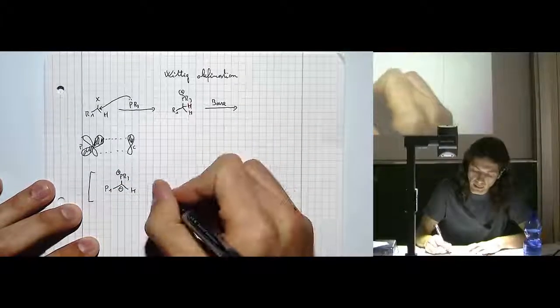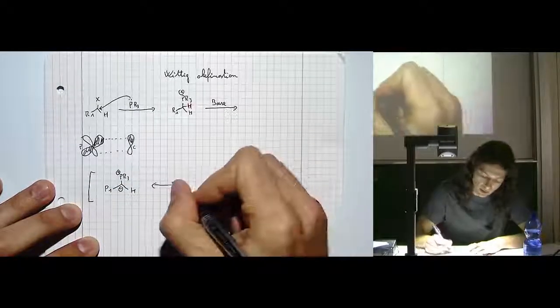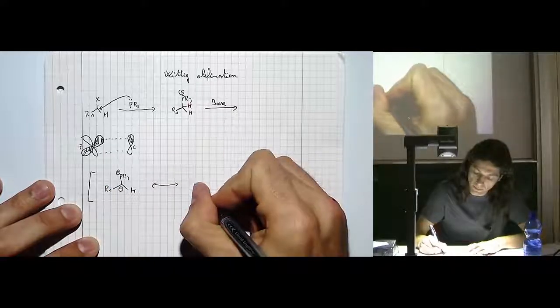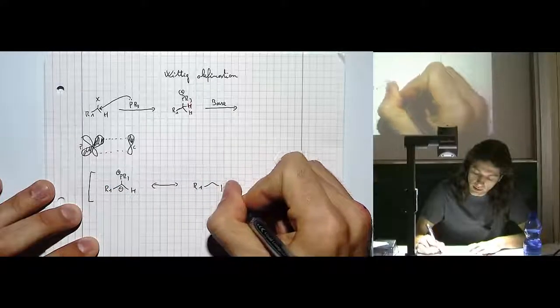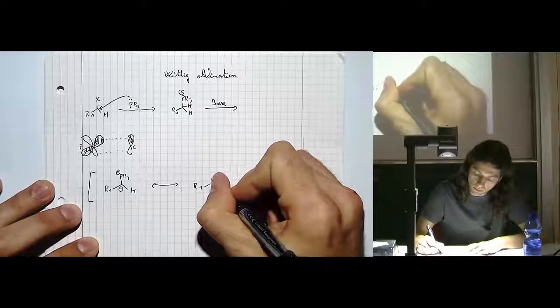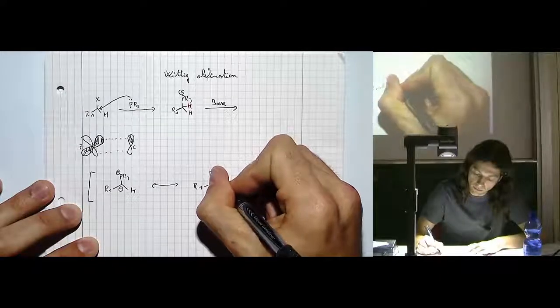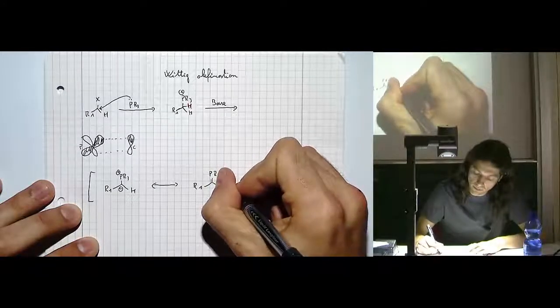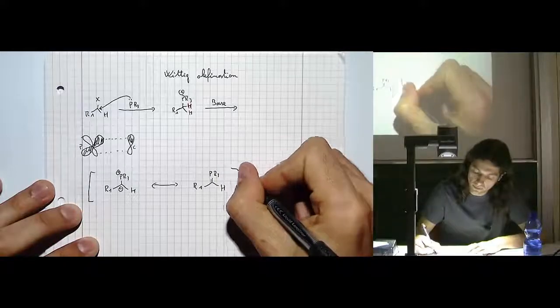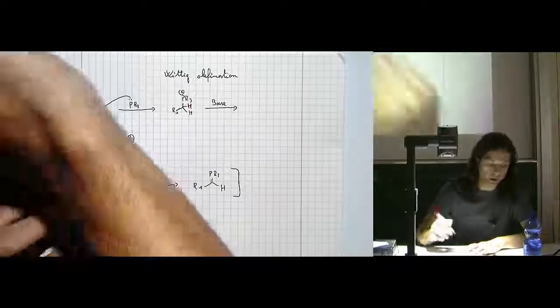It of course has a resonance structure which is like this. And this is called the ylide.